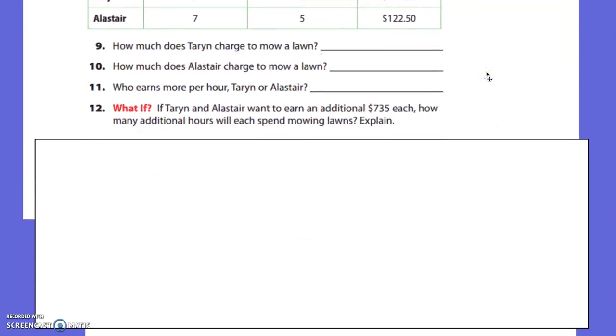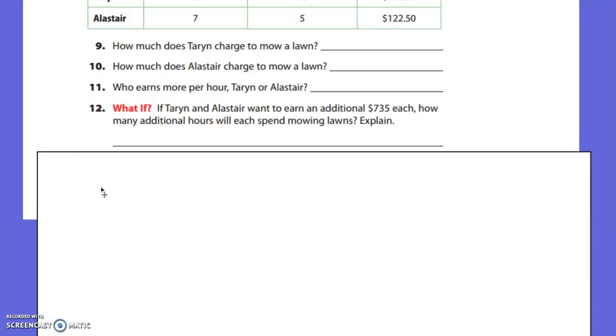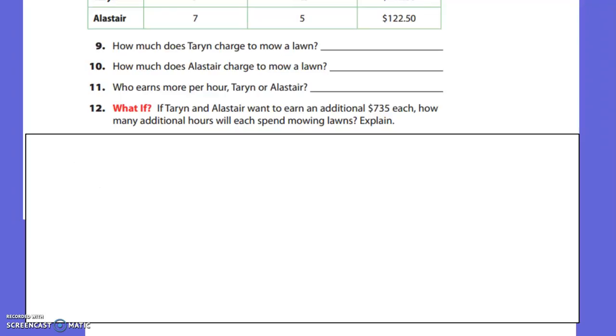Number 12 says, what if Taryn and Alistair want to earn an additional $735 each? How many additional hours will each spend mowing lawns? So let's think about this. They each made a certain amount of money per hour that you calculated in number 11. So I'm actually going to show you what I would do. And I think I'll pick out Alistair. No good reason, just because.